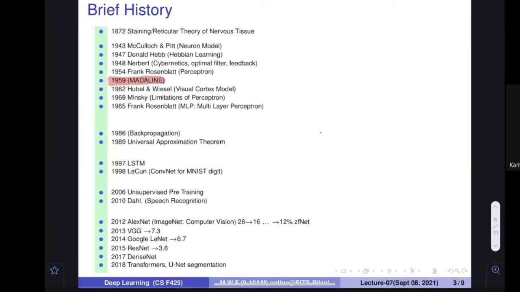Then after some years, around 1962, there was a very interesting experiment by Hubel and Wiesel. They wanted to understand the human vision system, the basis of computer vision. To understand this, they deployed sensors inside a cat to understand what happens when its neurons fire.